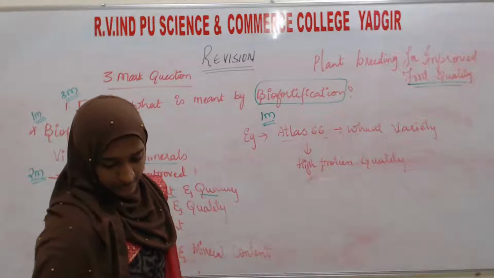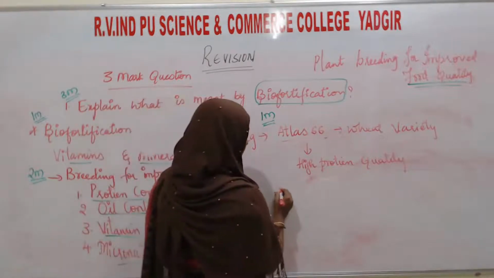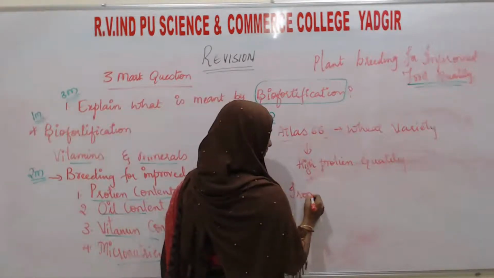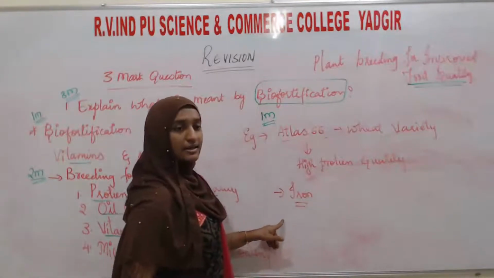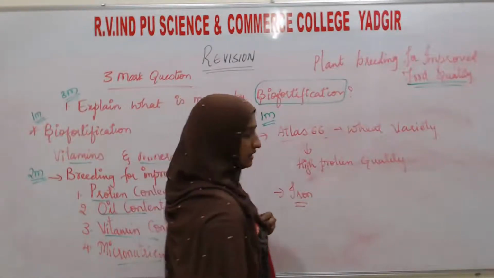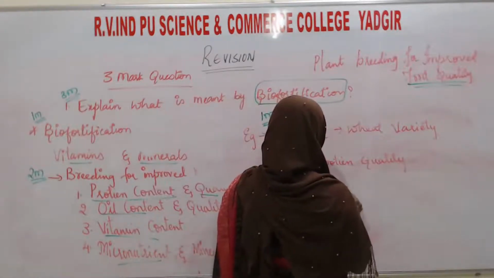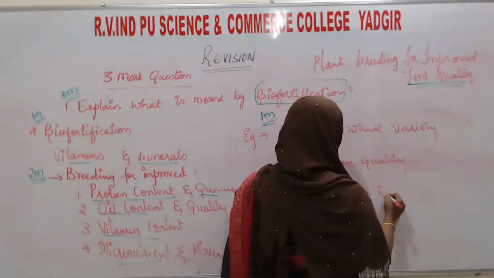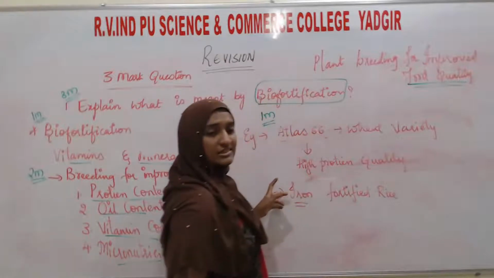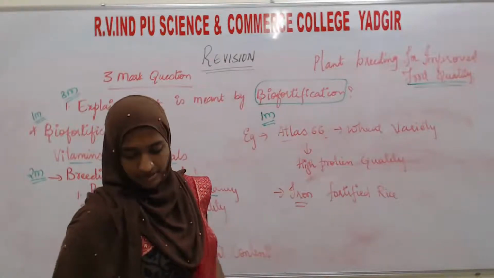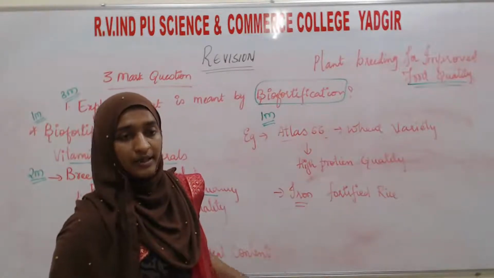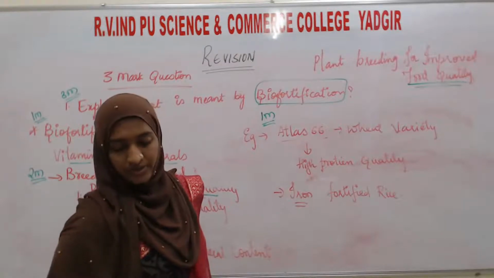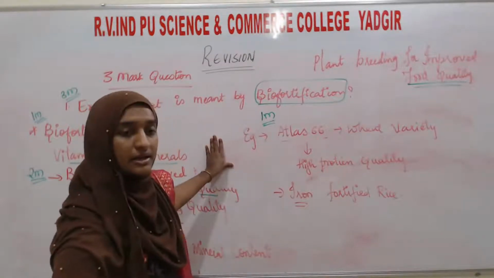Okay, the next one. One more example is there, that is iron fortified rice. That improves the iron content in the rice, and they had given the name iron fortified rice. These are the two examples, and many other examples are there that you can refer to in your book. Next we will go for the next question.